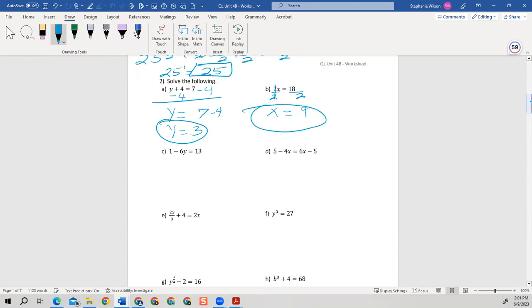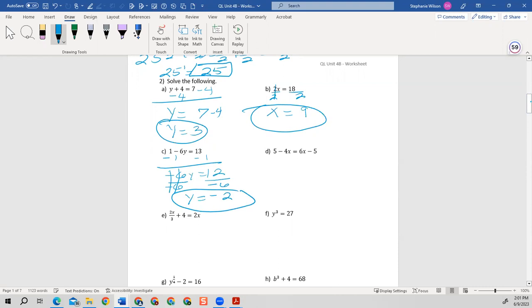All right. Let's isolate the y value in part C by subtracting that positive 1 to both sides. And then let's divide by the negative 6 because I need a positive 1 coefficient on y. Because negative divides negative is positive. 6 goes into 6 once. Negative divides positive is negative. 6 goes into 12 2 times. And there's our answer.